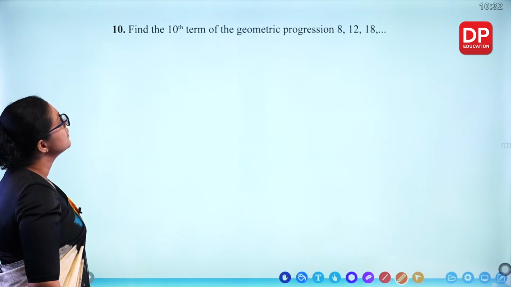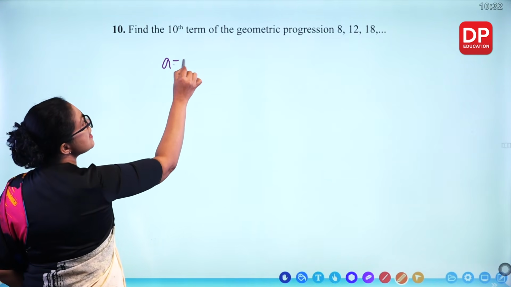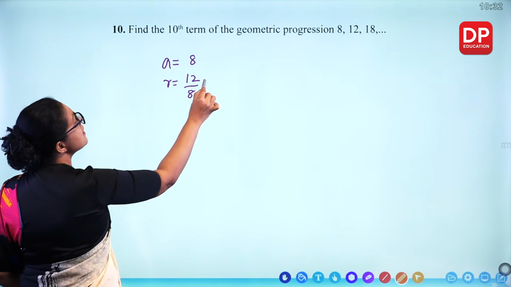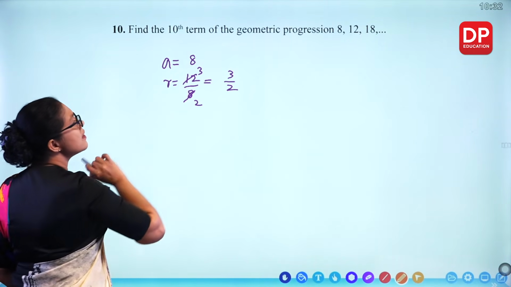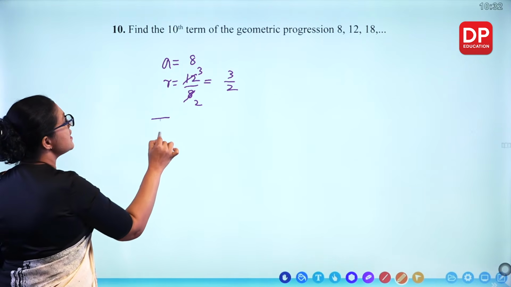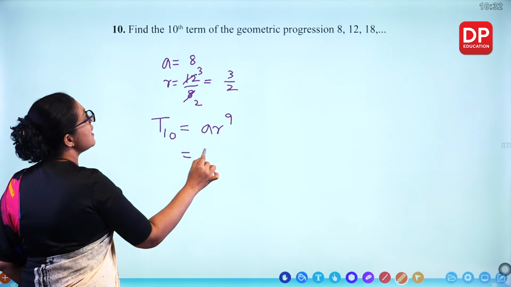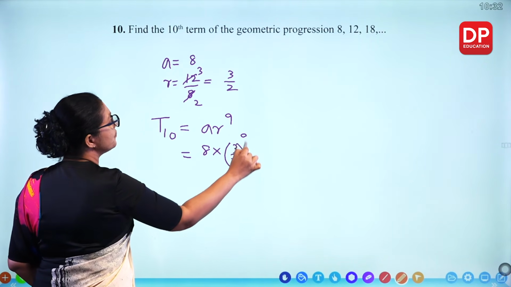The next one: find the 10th term of the geometric progression. The first term is 8. The ratio is 12 divided by 8, which is 4 times 2 over 4 times 3, so 3 over 2 is the common ratio. Find T10. That's AR to the power 9, where A is 8 and R is 3 over 2.